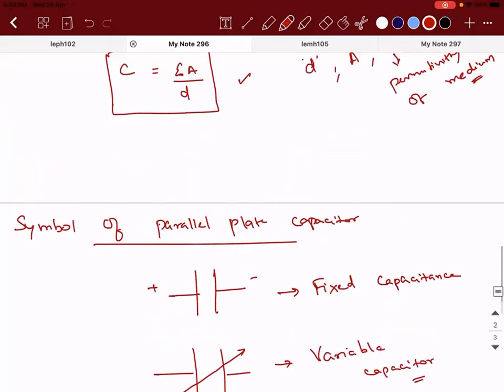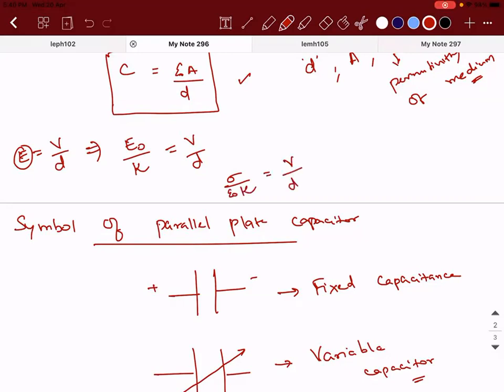Because E is equal to V by d. The electric field inside is what? Is it not E naught divided by kappa? This is equal to V divided by d. But what is E naught? Sigma by epsilon naught. So sigma by epsilon naught into kappa is equal to V divided by d. But what is sigma? Q by A. So Q divided by A epsilon naught into kappa is equal to V divided by d.